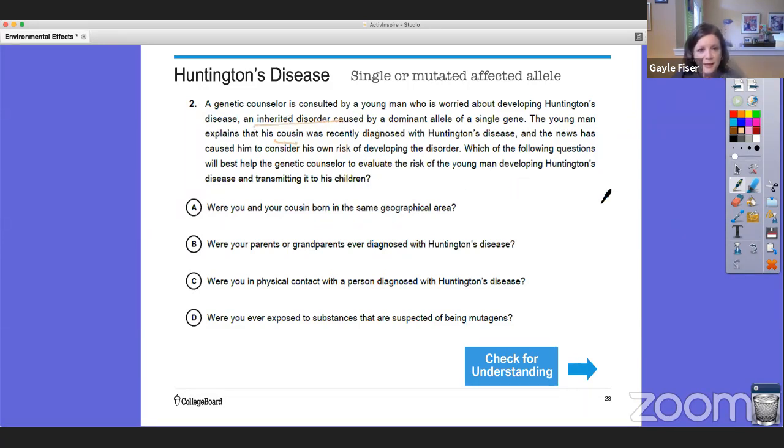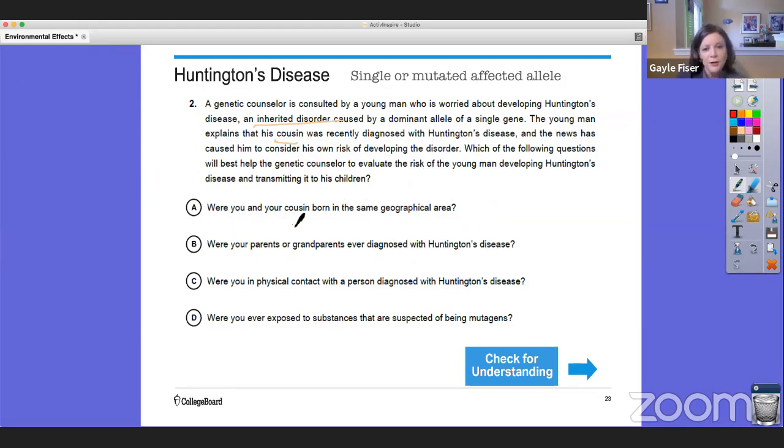Let's go ahead. Inherited, and we're talking about a cousin. And the news has caused him to consider his own risk of developing the disorder. Which of the following questions will help the genetic counselor to evaluate the risk of the young man developing Huntington's disease and transmitting it to his children? So this is a question about questions, is what I call it in my classroom.